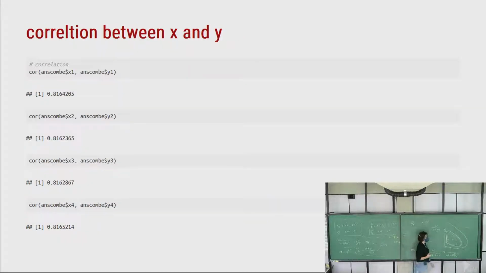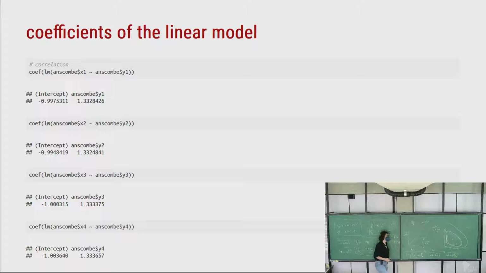But if we try and see other metrics, the correlation between x and y for x1, y1, x2, y2, x3, y3, and x4, y4, they are all basically the same. They differ after the 4th decimal case. They are basically equal. Now I'm applying a linear model to x1, y1, and doing the same thing for the other x's and y's.